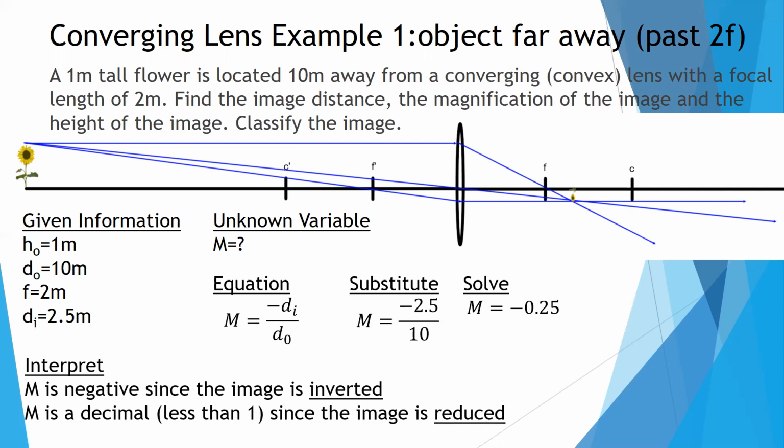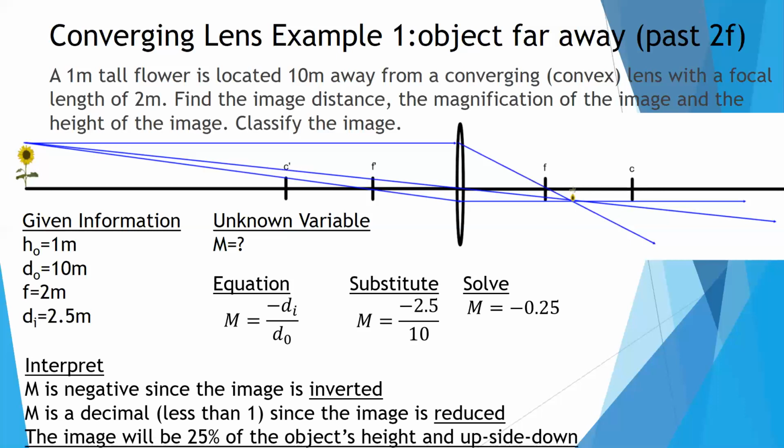Second thing to note, M is a decimal here. That means our image is going to be reduced. The image you would see of the sunflower would be smaller than the actual sunflower, and it would be upside down. So just by looking at your magnification number, you can tell whether it's upright or inverted, if it's positive or negative, and if it's reduced or enlarged. Since your magnification is less than 1, that means your image is going to be reduced or smaller than normal. So in this case, the image is 25% of the object's original height, and it's going to appear upside down.